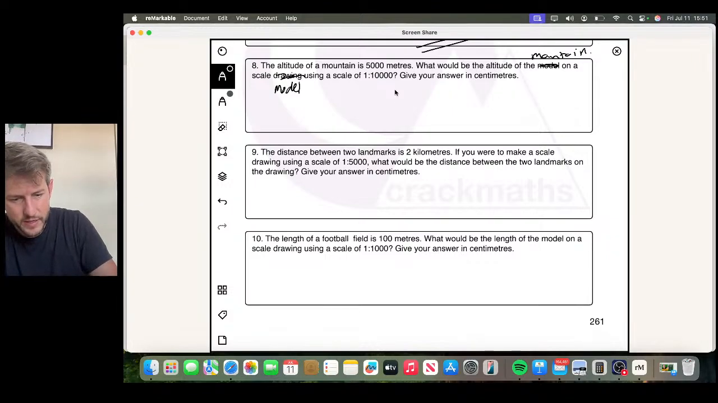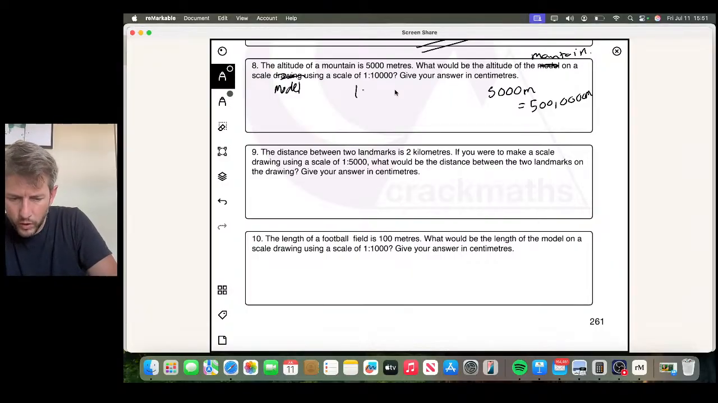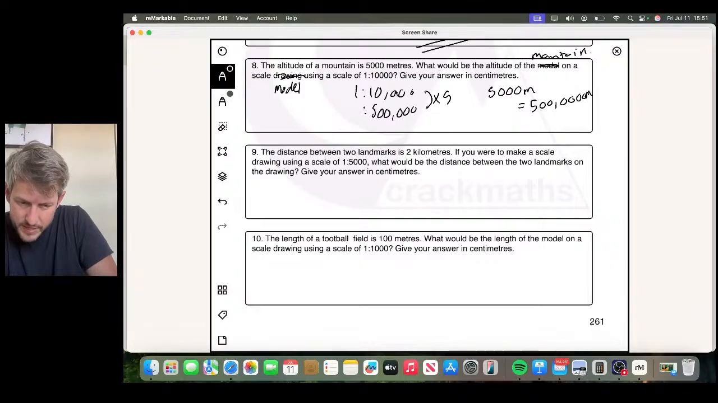Give your answer here. So 5,000 meters equals 500,000 cm. So we're going 1 to 10,000, and we want to get to 500,000. So that's 50 times that. So this would be 50. So the answer would be 50 centimeters.